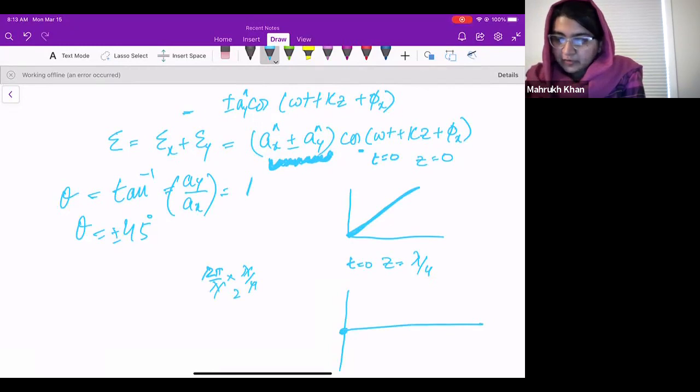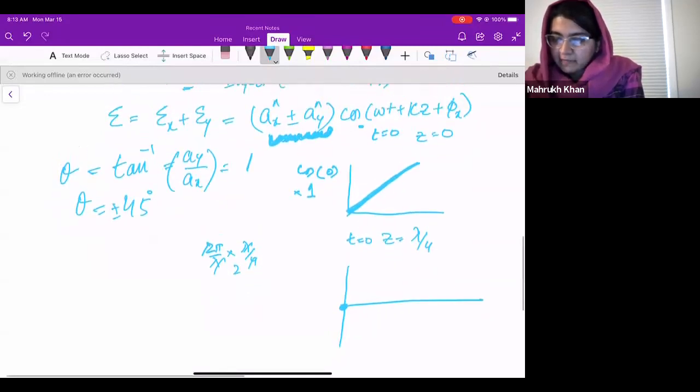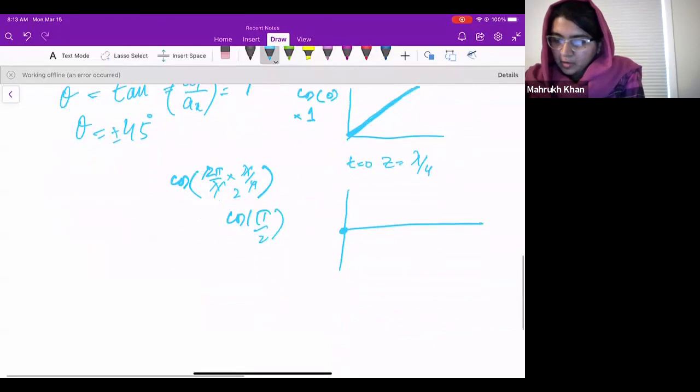So when t is equal to 0 and z is equal to 0, this will become cos 0, which is 1. And we already know the phase was 45 degrees, so we draw it like this. Now, when z is lambda by 4, I am doing cos of this because t is equal to 0, so this will become cos pi by 2, which is 0. Now, if I come again, this will be z equal to lambda by 2.